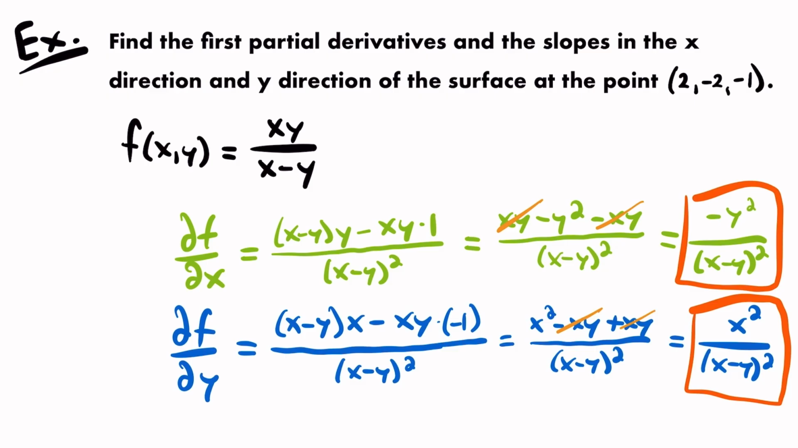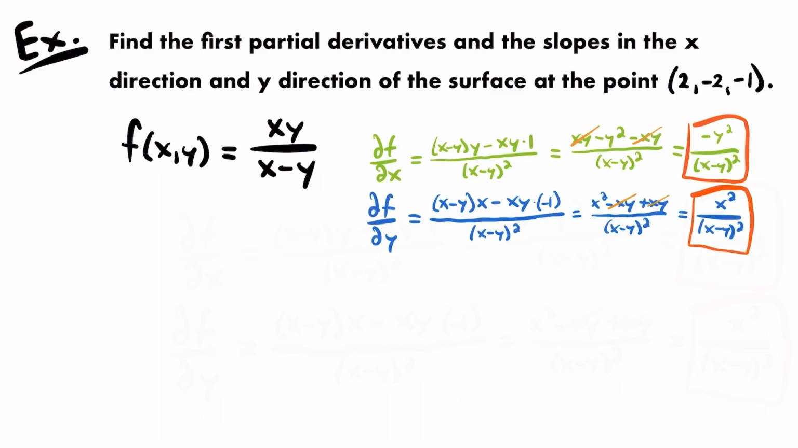Okay, so now we have the first partial derivatives, which means what we can do now is use them to find the slopes in the x and y direction at this point on the surface. So what we want to do is plug in the x and y coordinates into each of these partial derivatives to get the slope in the x direction and the y direction, respectively. So let's start with the x direction. We want to evaluate df/dx at the x and y coordinates of (2, -2).